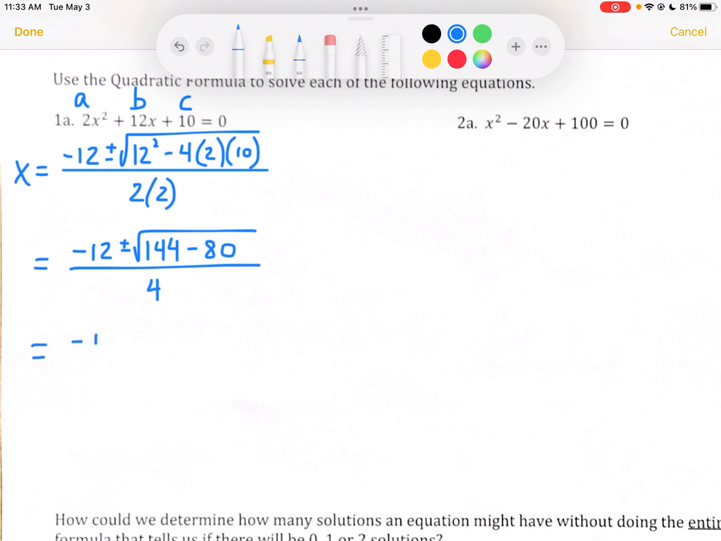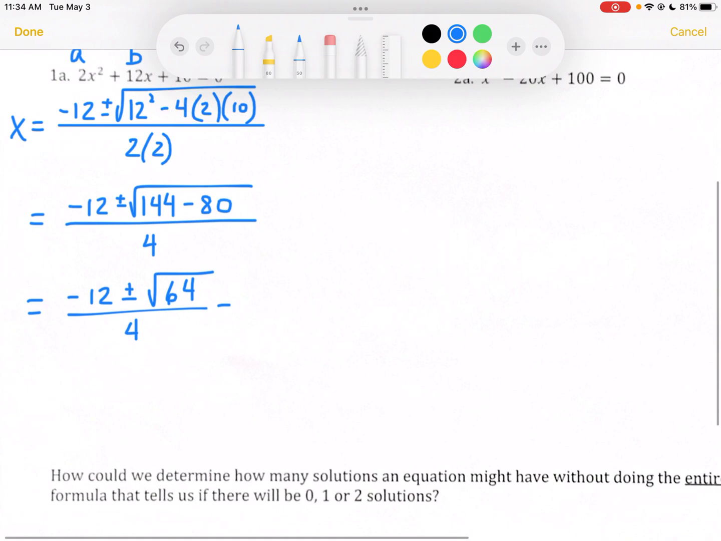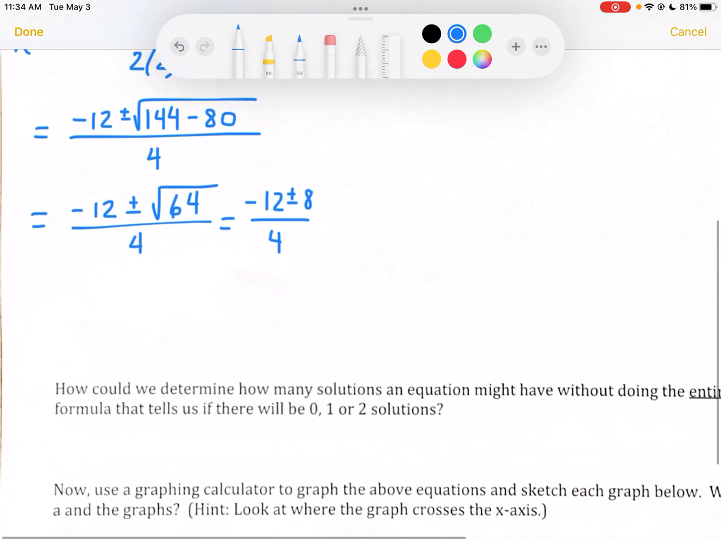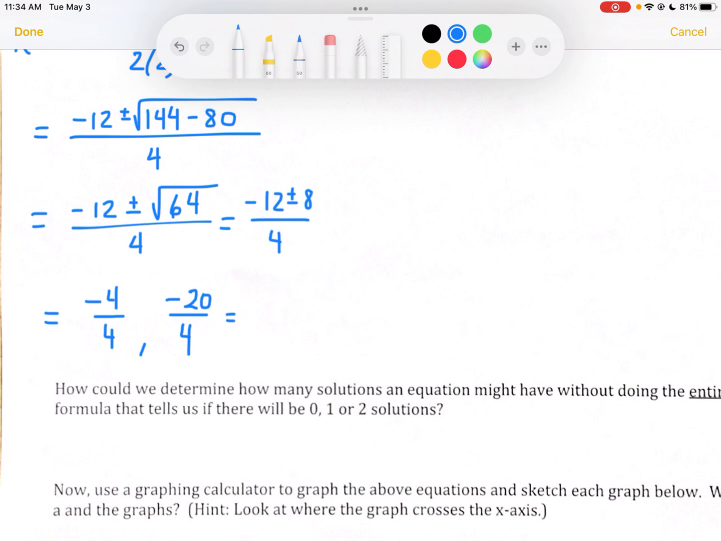Okay, continue. Negative 12 plus or minus the square root of 64, over 4. If you keep that going, you get negative 12 plus or minus 8 over 4. And so you're going to get two answers. You're going to get negative 4 over 4, and you're going to get negative 20 over 4. So that turns into negative 1 and negative 5.